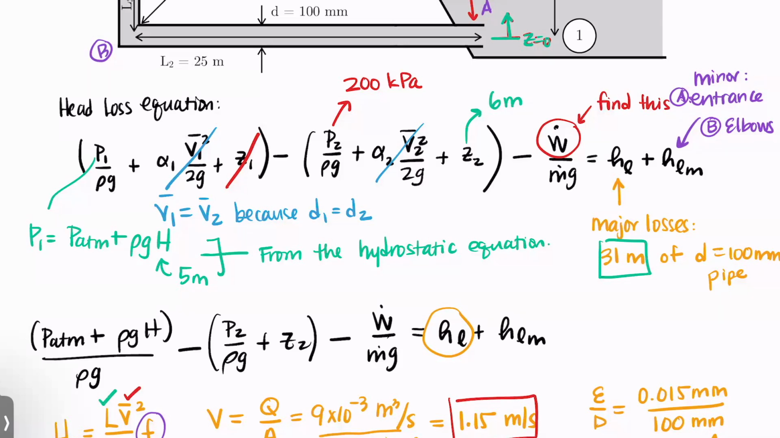Yeah, so if I gave you that in the problem, it would look something like the pump can produce a head of 10 meters, for example. And then in parentheses, I'd probably write W dot divided by M dot G is equal to 10. If someone were to just say that to you, like the pump can deliver a head of 10 meters, that's what they're referring to.